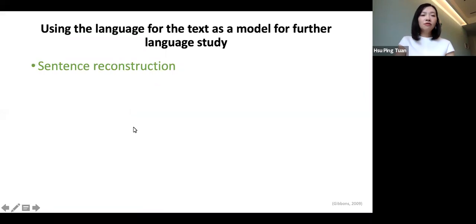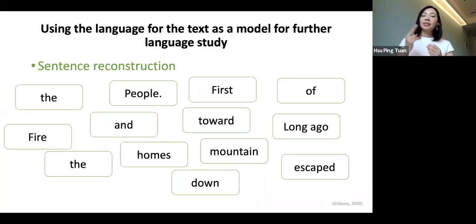Okay, so now let's move on to sentence reconstruction. I think this activity works really well with beginner English language learners, and also intermediate English language learners. So what I do is cut up sentences of the text into words. So students need to reassemble the sentence. Every time they add a new word, they need to read the sentence.